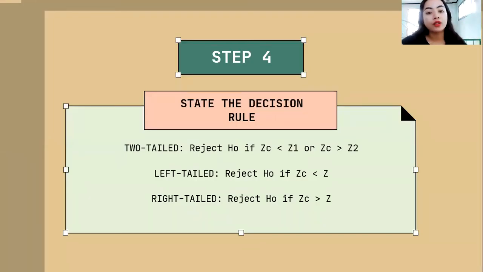For step 4, there's no difference between the z-test and the t-test. This is how you state the decision rule. And again, it depends on what situation your problem falls under. Is it two-tailed, left-tailed, or right-tailed?